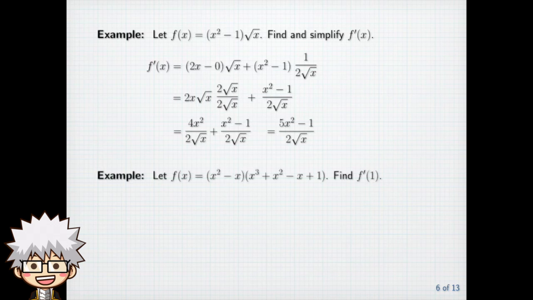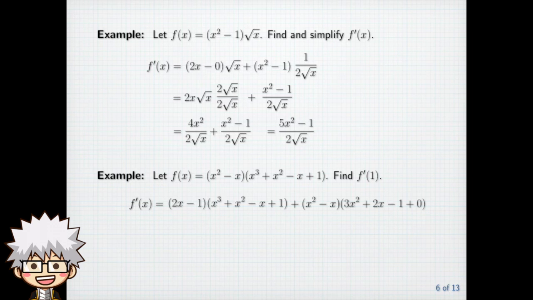Example. Let f of x equal the product of two polynomials, x squared minus x times x cubed plus x squared minus x plus 1. And let's find f prime of 1. Now we'll use the product rule to calculate the derivative. F prime of x equals the derivative of the first factor, 2x minus 1, times the second factor, plus the first factor, times the derivative of the second factor, which is 3x squared plus 2x minus 1 plus 0.